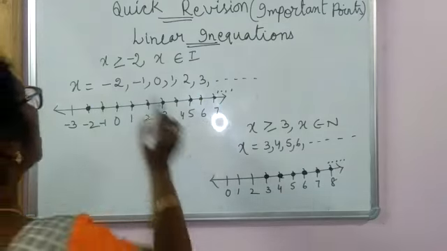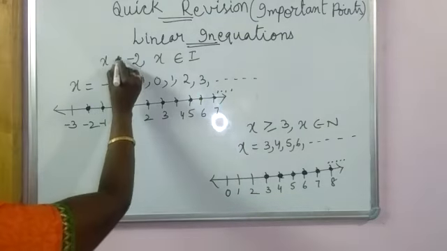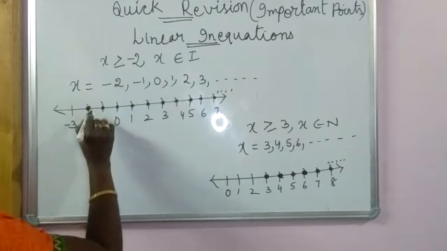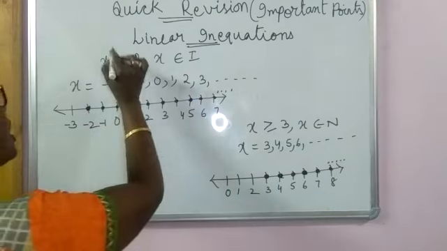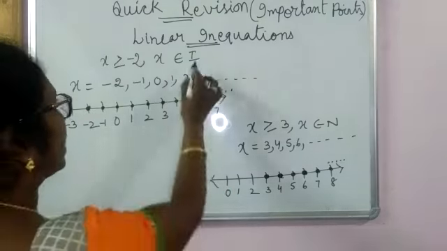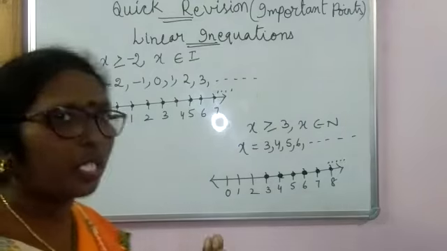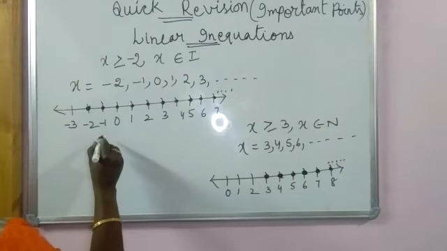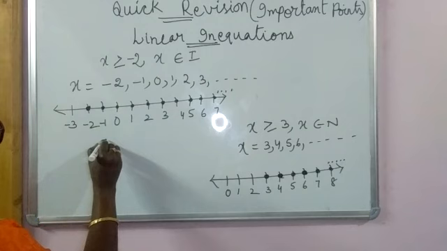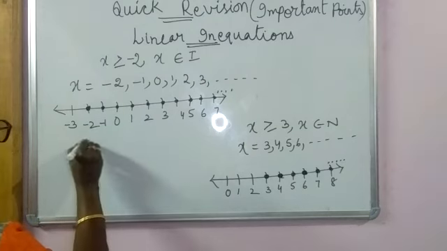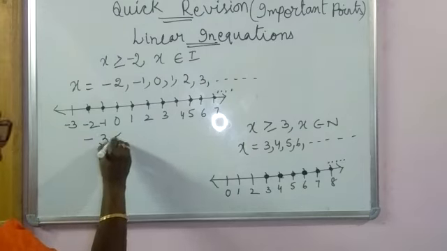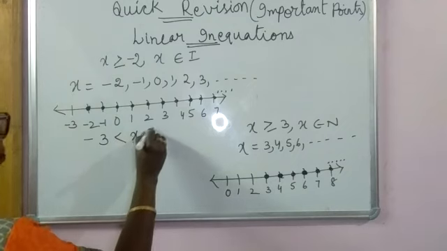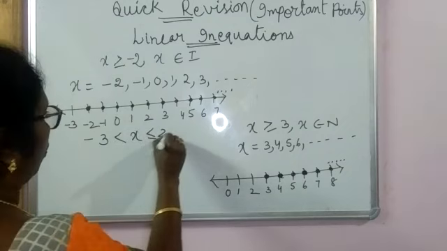So how I explained to you, you show by dots. Are you clear now? Suppose I give you here greater than or equal to, then minus 2 is included. Only greater than minus 2 will be there; for integers, minus 2 need not be shown. Now let me give you one more example. Minus 3 is less than x less than or equal to 2.